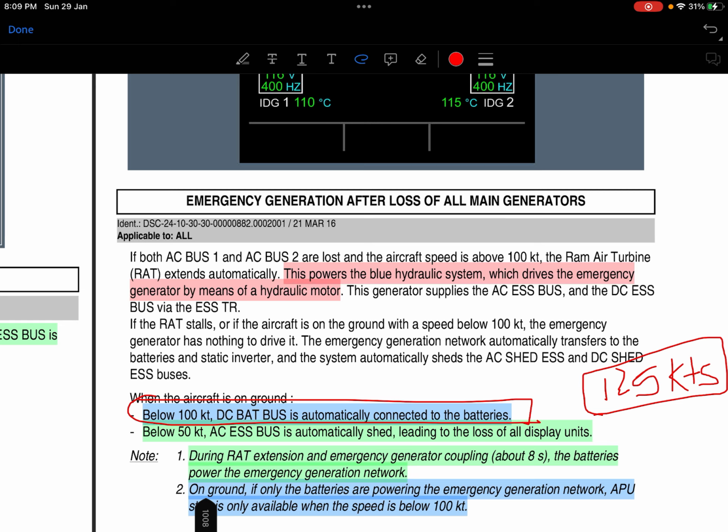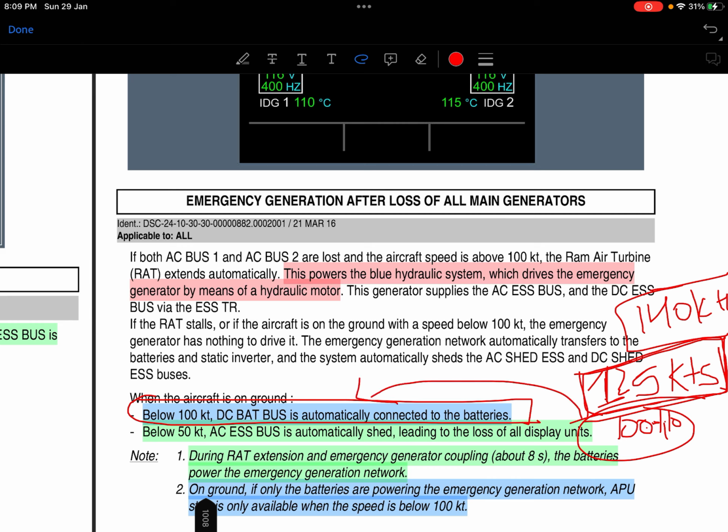If you fly the aircraft and have gone through the simulator, you would have seen that the RAT works till 100 knots, 110 knots maybe, but Airbus says that it will stop working at 125 knots. It is recommended that you keep your aircraft above 140 knots. It's the operational speed of RAT. But below 100 knots, the DC bat bus automatically connects to the batteries, right?